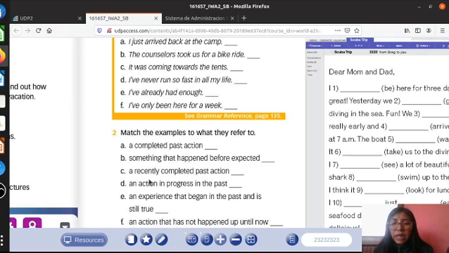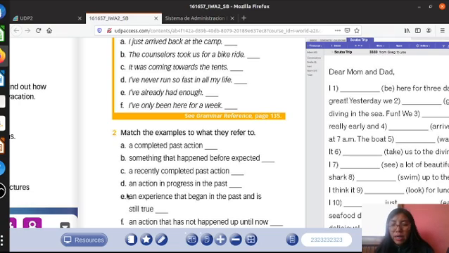The letter D, an action in progress in the past. Okay, that is easy. It was coming towards the 10th, so you're going to put the letter C. An experience that began in the past and is still true. What is the sentence that shows it? Okay, that is the letter F. I've only been here for a week.